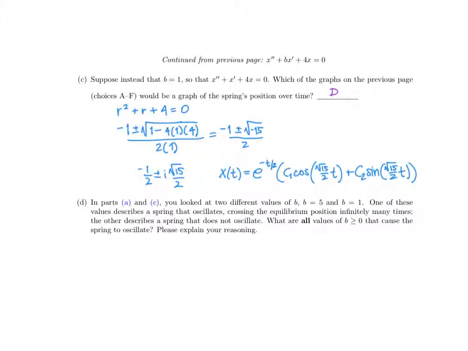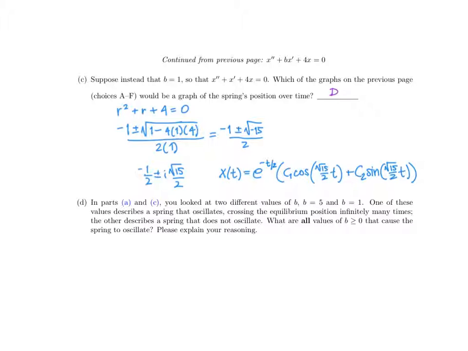Now, part D, it's a really juicy problem. It says, in parts A and C, you looked at two different values of B, 5 and 1. And one of these values described a spring that oscillated. That was B equals 1. And it crossed the equilibrium position infinitely many times. And the other describes a spring that does not oscillate. That was when B equals 5 at the beginning of the problem. It said, what are all values of B that cause the spring to oscillate?